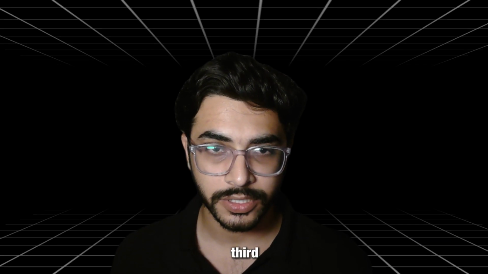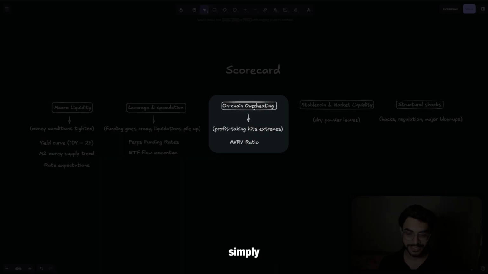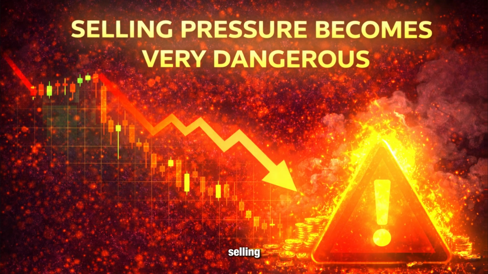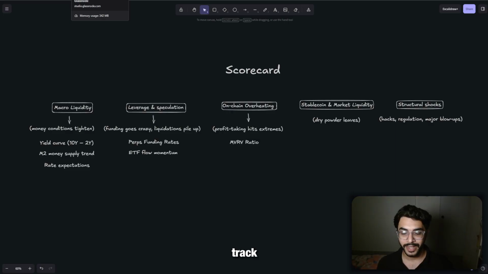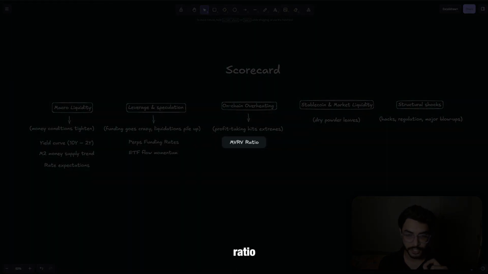Now we will move to the third bucket of our scorecard, which is on-chain overheating, or simply translated as: are people sitting on extreme profits? If everyone is in profit and euphoric, selling pressure becomes very dangerous. To track this, we are going to use something that's called an MVRV ratio. Please do not get scared by the name, it's very simple.